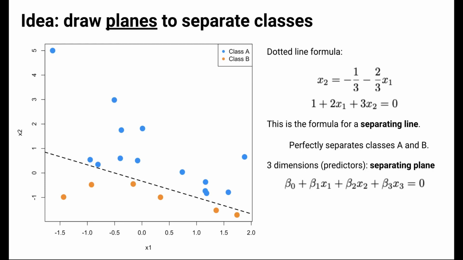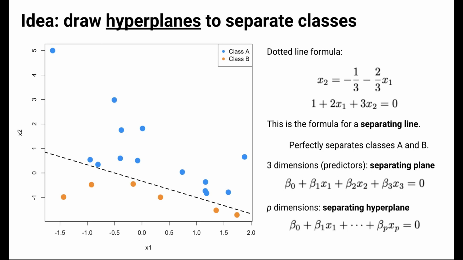We're often in situations where there are more than two predictors. What happens in 3 dimensions? When we have 3 predictors, we have a separating plane. In general, a separating plane can be written with this formula: beta 0 plus beta 1 x1 plus beta 2 x2 plus beta 3 x3 equals 0.